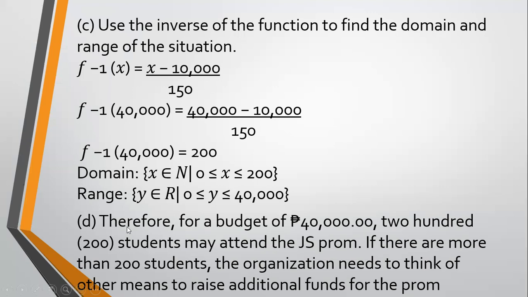Okay. So in letter D, we said that therefore for a budget of 40,000, 200 students may attend the JS prom. If there are more than 200 students, then the organization needs to think of other means to raise additional funds for the prom, because the budget will be more than 40,000 if there will be more than 200 students. Okay, so that's how we interpret results of an inverse function.